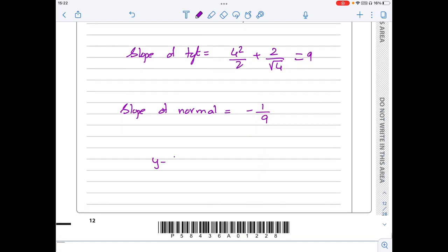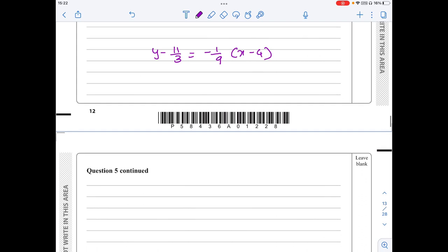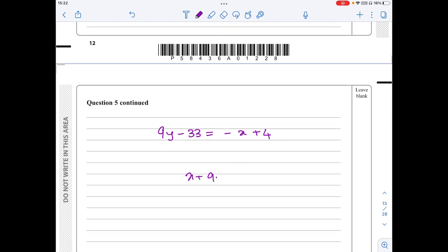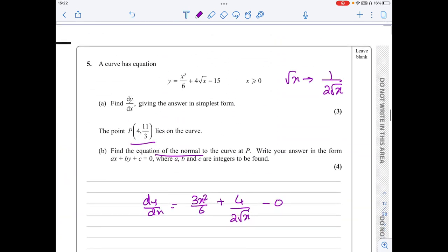Then y minus y1 equals m times x minus x1. Then I multiply by 9 on both sides. 9y minus 33 equals minus x plus 4. So what do I get out? x plus 9y minus 37 equals 0. That is the equation of the normal.